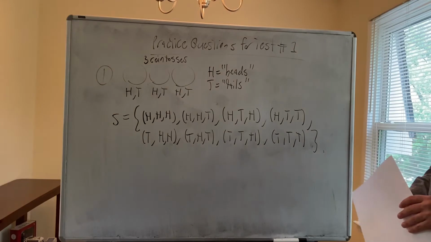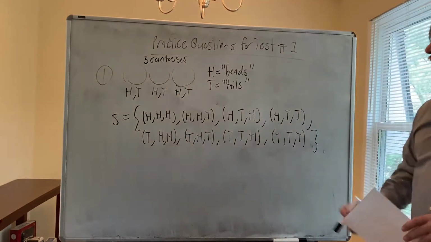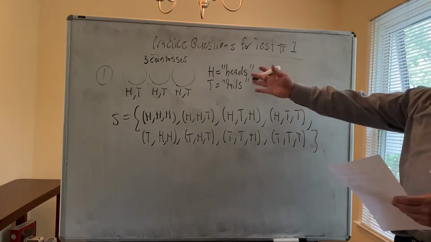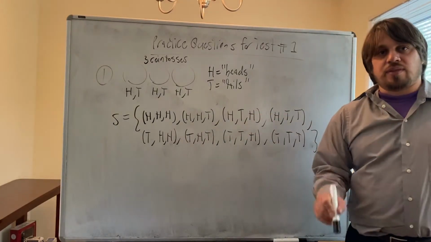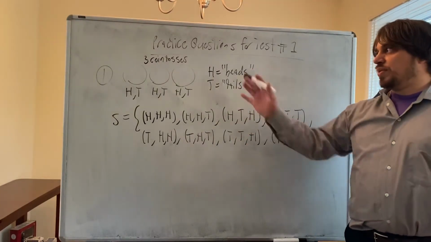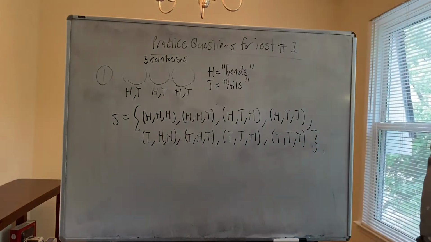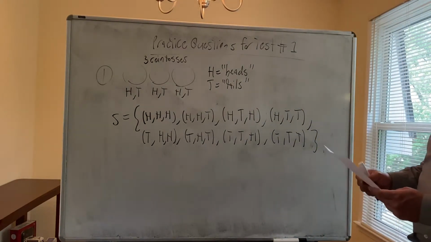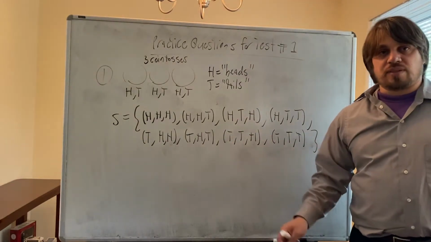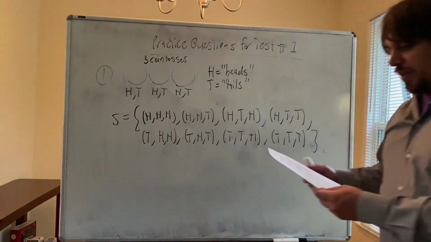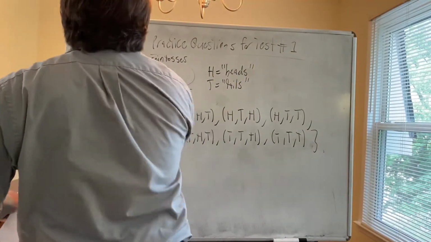I'm writing that set. Tell me what the capital H is, heads, and capital T is, tails. It's much easier than writing the words heads and tails over and over again, just using H for heads and T for tails. Otherwise you have to write 24 words instead of 24 letters here. Okay, let's keep going.